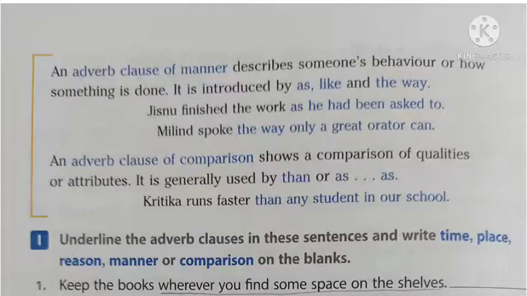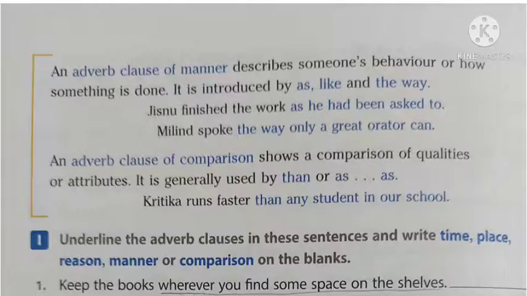Next is the adverb clause of comparison. So from the word itself, we know that adverb clause of comparison shows a comparison of qualities or attributes. So how does adverb clause of comparison start? It starts with than or as. Okay. As an example, Kritika runs faster than any student in our school. So from than onwards is a subordinate clause and that is the adverb clause, particularly adverb clause of comparison. Kritika runs faster. That is a main clause.